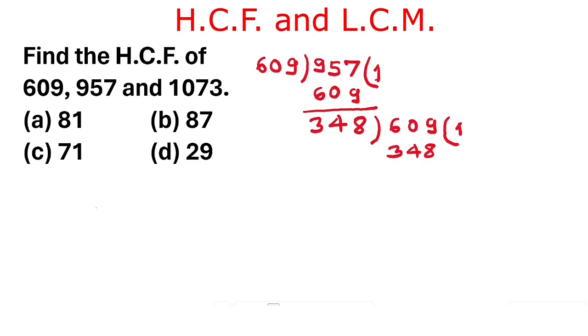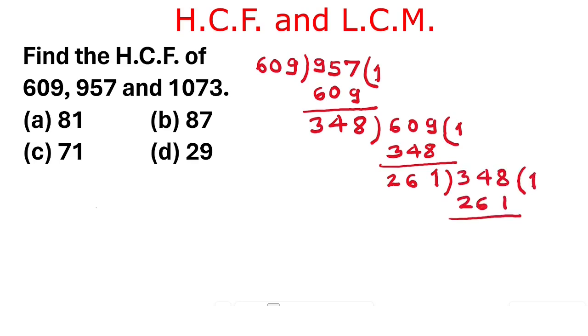348 divides 609 for one time. On subtracting 348 from 609, we get 261. Now we divide 348 by 261. It divides it for one time. On subtracting 261 from 348, we get 87.